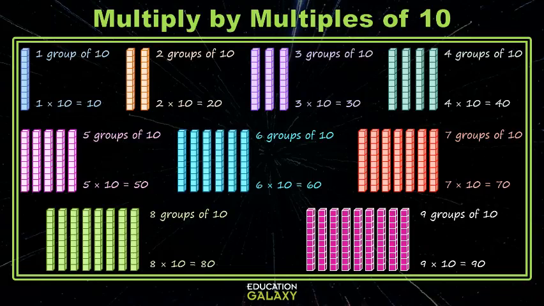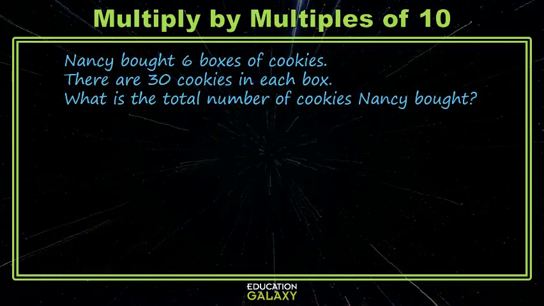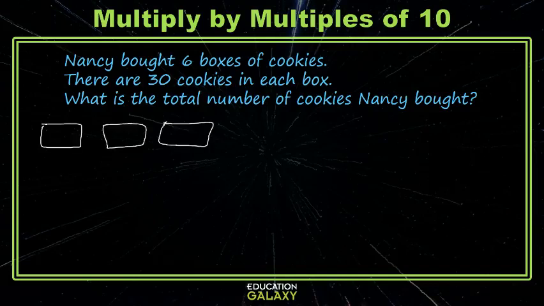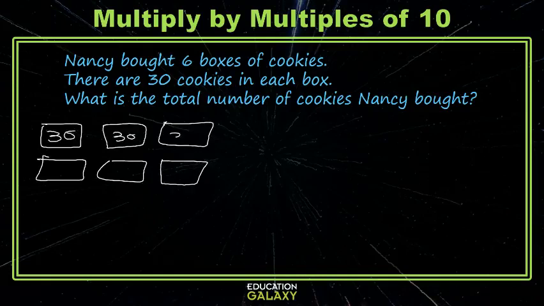So how might we apply some information like this? Let's take a look at an example. Here Nancy bought 6 boxes of cookies. There's 30 cookies in each box and we're looking for the total. So we have these 1, 2, 3, 4, 5, 6 boxes of cookies, and there are 30 cookies in each box. Now maybe you could add these 30s up 6 times and that would give you the total, but we're kind of looking for some new ways, right?